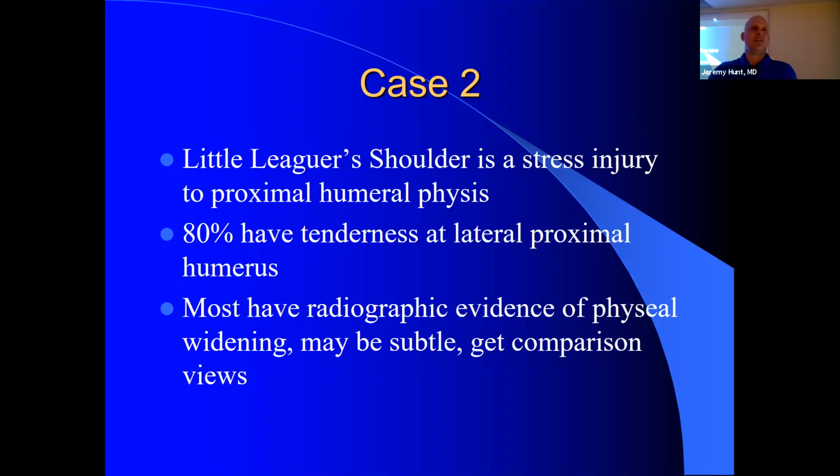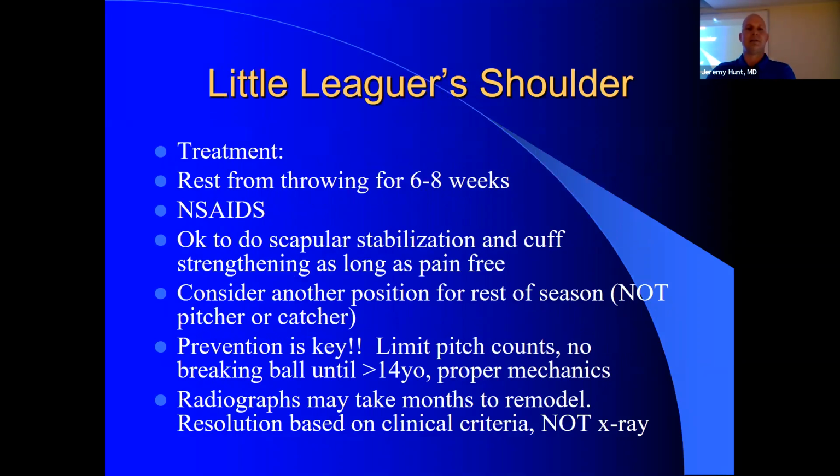And so it's just something you need to think about in a young thrower that you wouldn't think about in somebody who's skeletally mature. 80% of the time, they're going to have tenderness over that lateral proximal humerus, kind of in the deltoid. And then most have some radiographic evidence of physeal widening. And it can be pretty subtle. So you always got to get a comparison view if that's what you're at least thinking about in your athlete that you're taking care of.